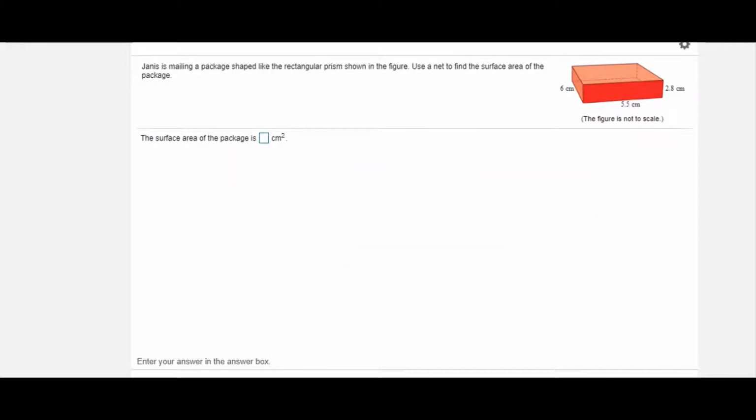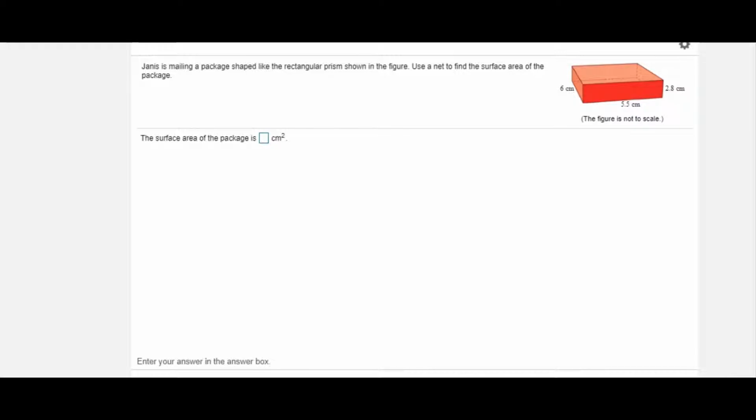Janice is mailing a package shaped like a rectangle, which is shown in the figure. Use a net to find the surface area of the package. So what's the first thing we have to do? You have to draw the net. We have to draw a net.